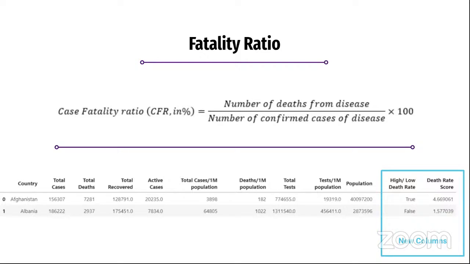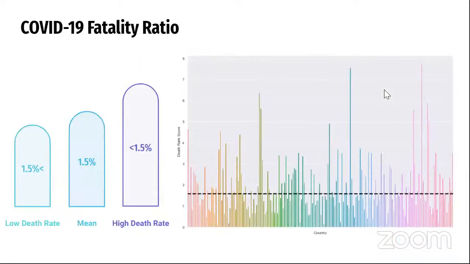So what we did actually is that we added two columns, as we can see in the right corner. We have high and low death rate. We determine if a country has a low or high death rate, which is, for example, here true, meaning that they have a high death rate, false, meaning they have a low death rate. And also we calculated the death score based on this formula. So if you can see here in the graph, what we did is basically we calculated the death scores and we determined whether a country has a high death rate or a low death rate based on the mean.